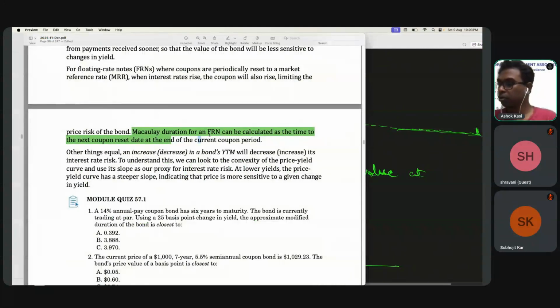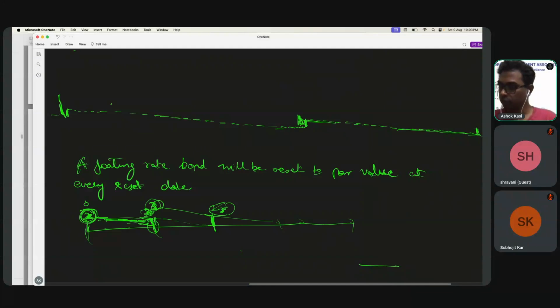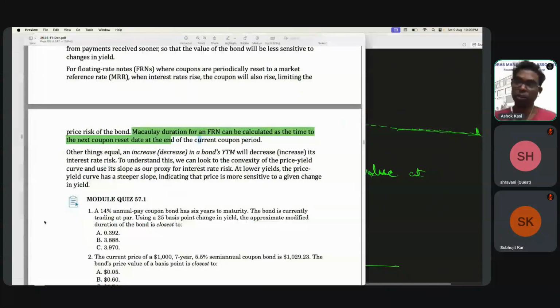So what is the Macaulay duration of a floating rate note? It is equal to the time to the next coupon reset. That means if it is yearly reset, then 1 year. If it is quarterly, then it is 1 quarter. That is the Macaulay duration.